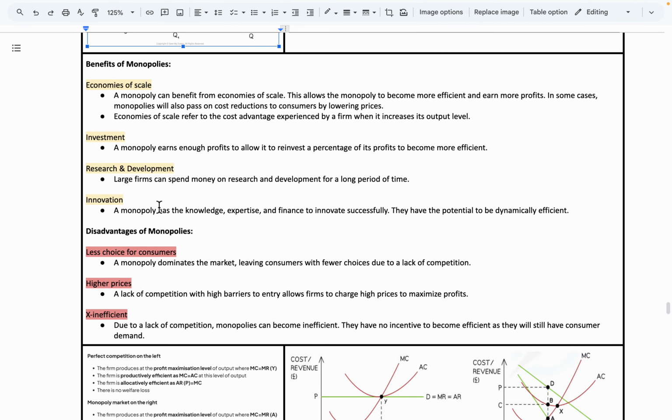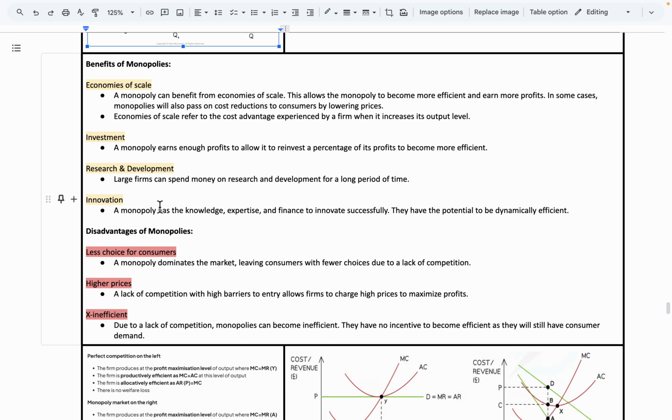The second one is investments. A monopoly earns enough profits to allow it to reinvest a percentage of its profits to become more efficient. R&D: they're large, so they can spend money. Innovation: they have knowledge, expertise, and finance to innovate successfully.